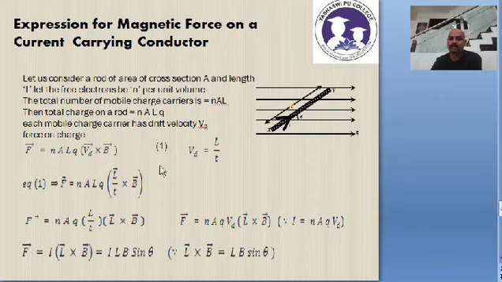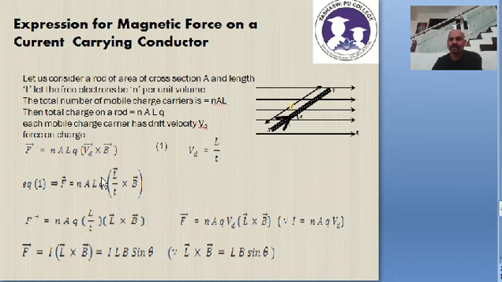So this is the equation for the force. Now we know that Vd, the drift velocity, is equal to L divided by t, where L is the length of the conductor and t is the time taken by the electron to move from one end of the conductor to the other end, because from here to here the length is L and let the time taken be t, so L by t.